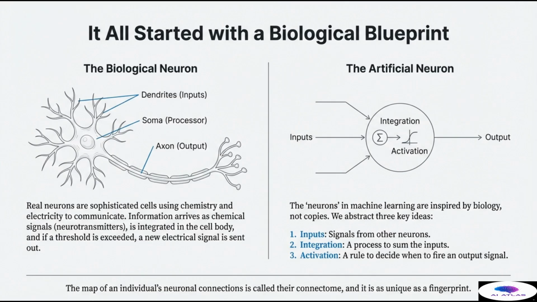It is crucial to note that the artificial neuron is inspired by biology, but it is not a direct copy. We strip away the complexity of electrochemical processes and retain only the core functional steps: receive, process, and transmit. This functional similarity allows us to build powerful computational models. For context, the map of all neuronal connections in an individual is called their connectome, highlighting just how complex and unique these biological networks are, a complexity we try to capture digitally.